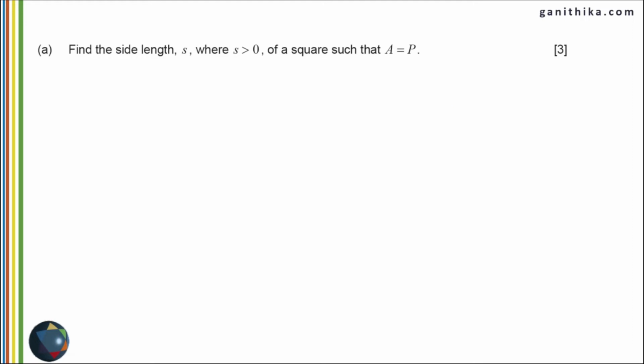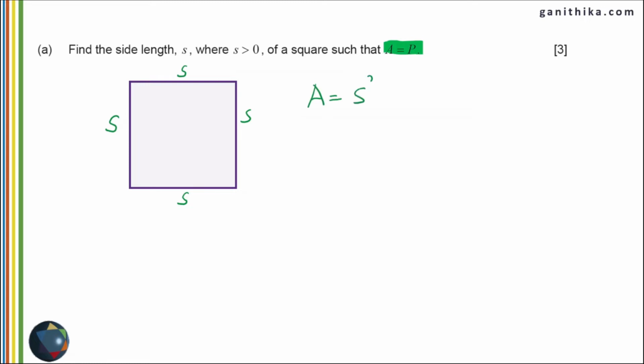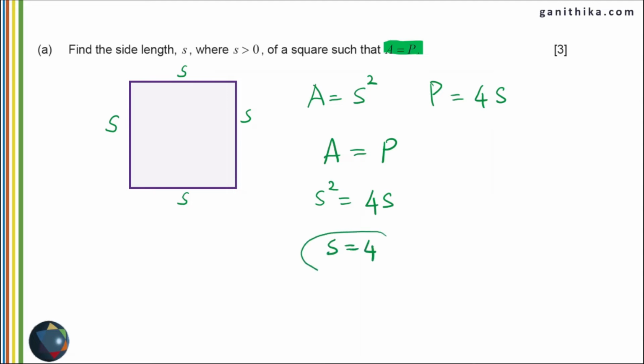We have a square of side S, and in this square we have A equal to P. So let's make a quick diagram of a square of side S. So the area of this square is going to be S squared and P is going to be 4S. Since A equal to P, we can equate these two and make an equation S squared equal to 4S, and solving this you will get S is equal to 4. Since S is not equal to 0, you have one solution, S is equal to 4 for this. Therefore, a square of side 4 units will always have its area and perimeter to have the same numerical value. And this numerical value is going to be 16 in this case, just for extra information.